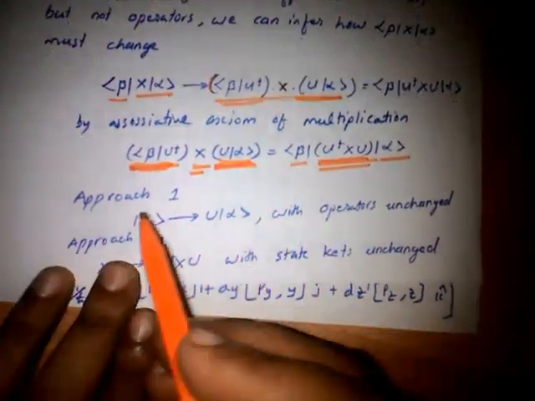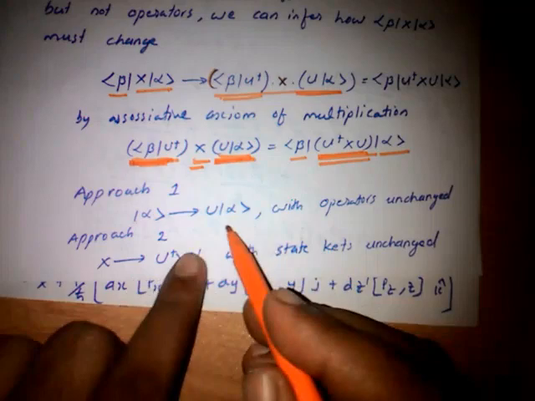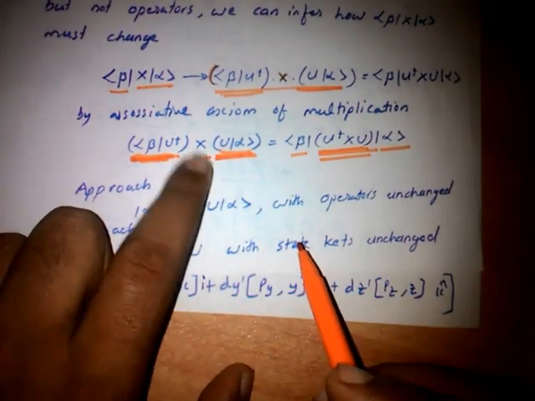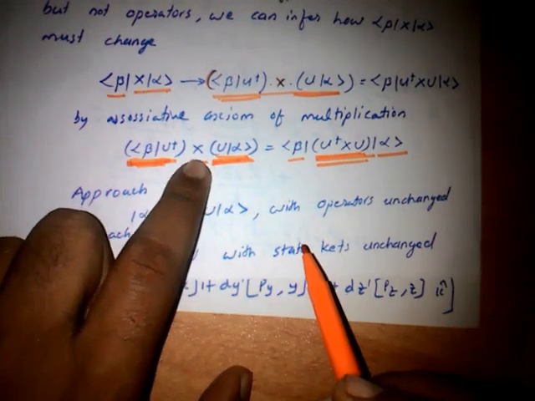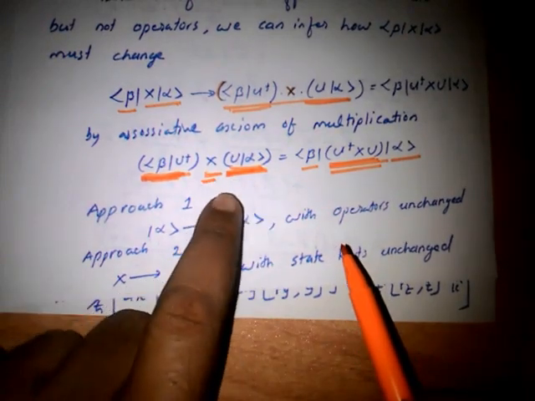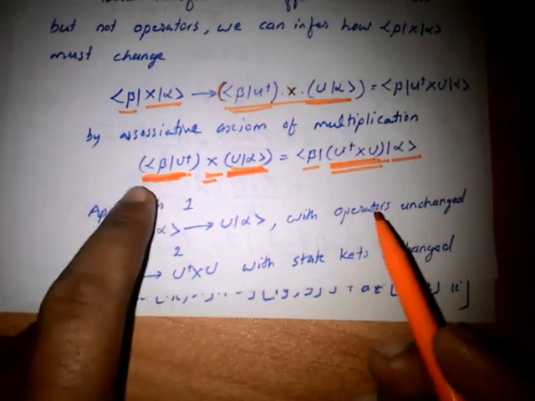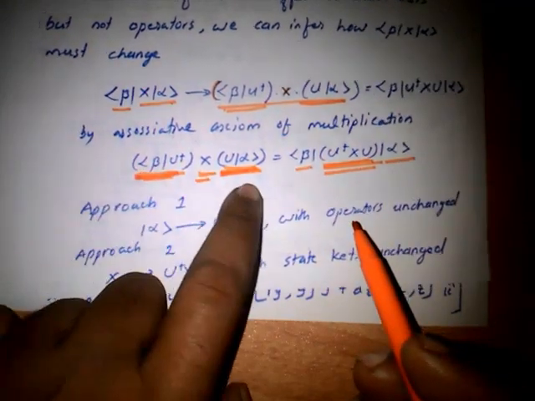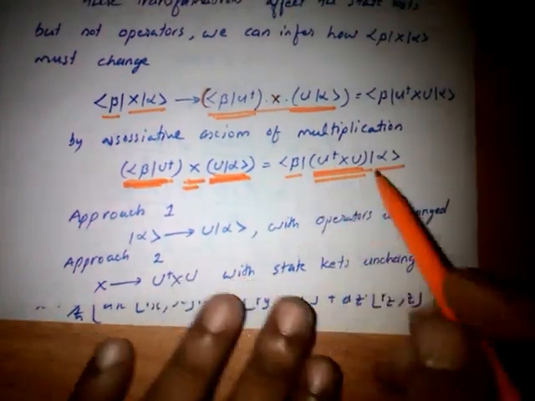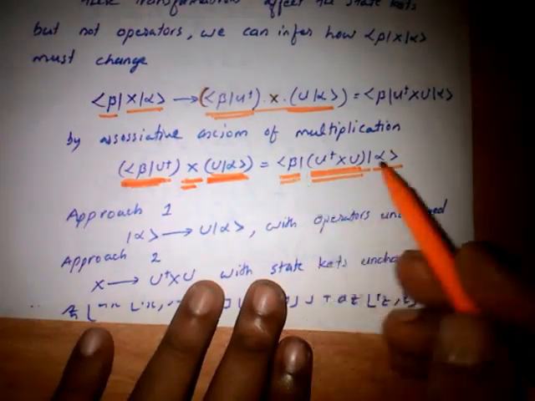The approach one is the state ket alpha is changing into another ket, that is u alpha, with the operator unchanged. Here this operator hasn't changed, instead the state kets changed. This ket alpha changed into u alpha, this bra beta changed into u dagger beta, and the operator remains unchanged. And here the operator changed into u dagger x u, but the state kets remain the same.